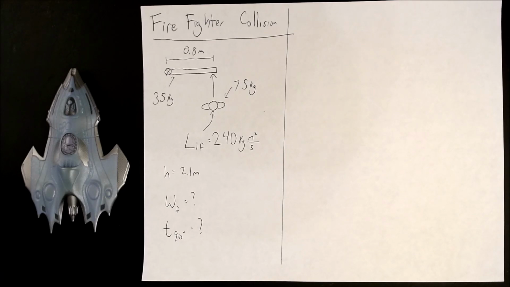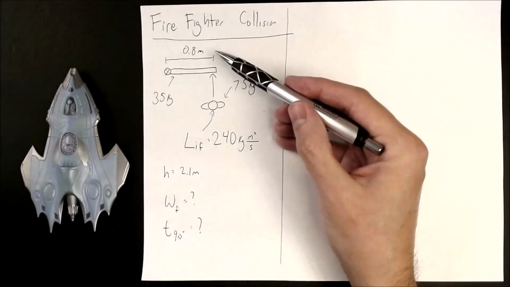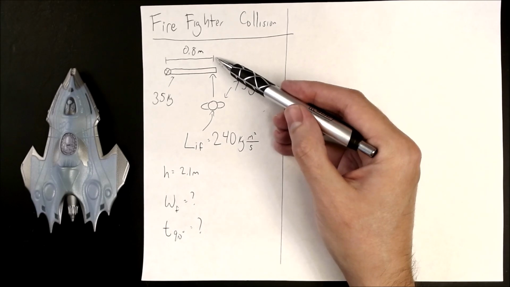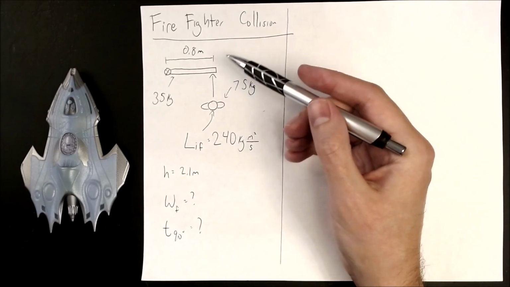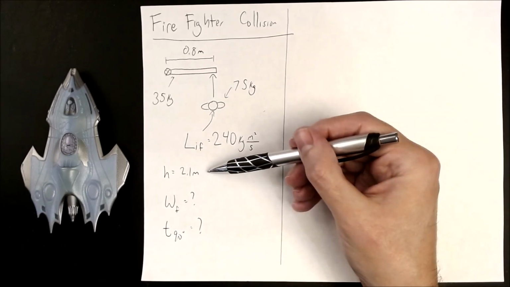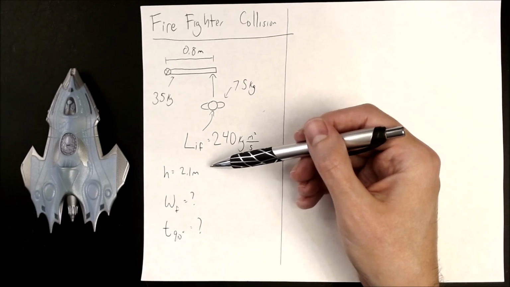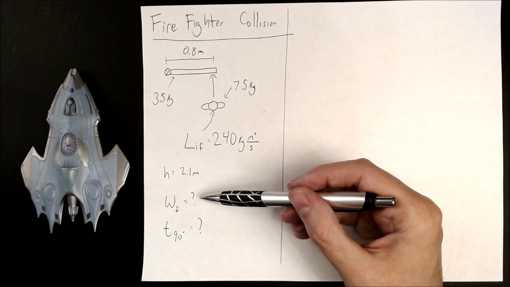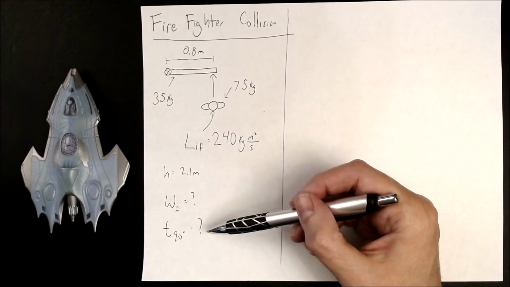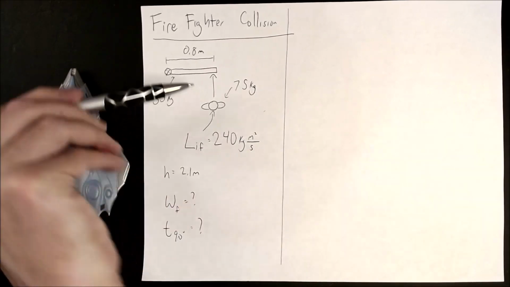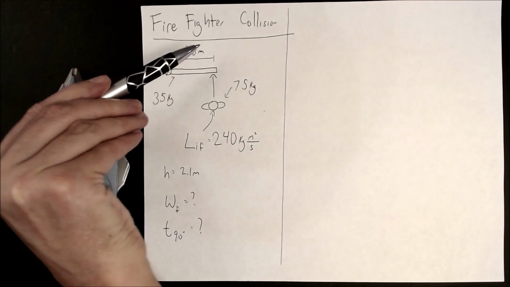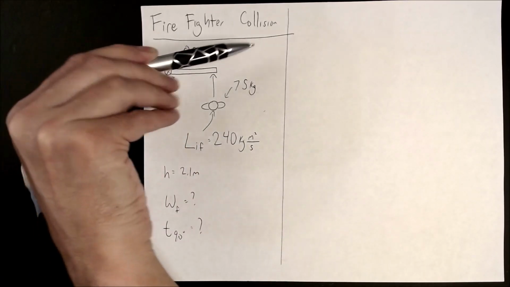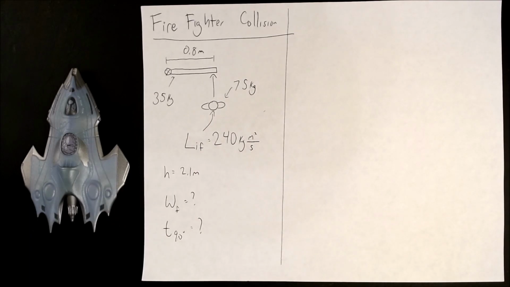I don't know why. The door is 0.8 meters wide, and the firefighter is going to hit the edge of the door there. And the door is 2.1 meters tall. And we need to find the angular velocity of the door plus the firefighter together, and the time that it takes for the door and firefighter together to open up 90 degrees. Like that.